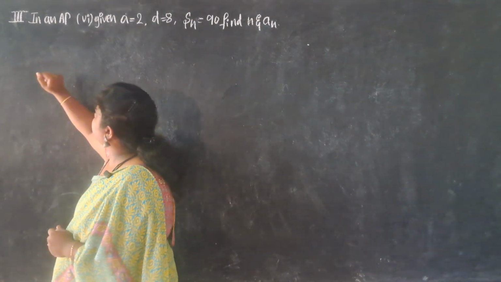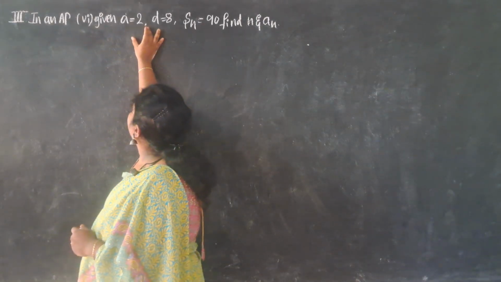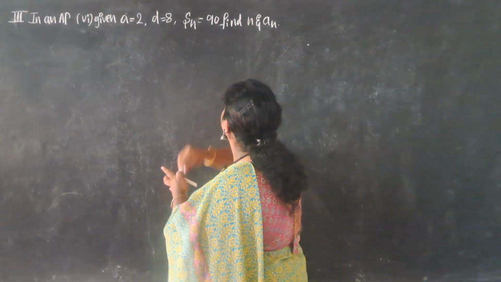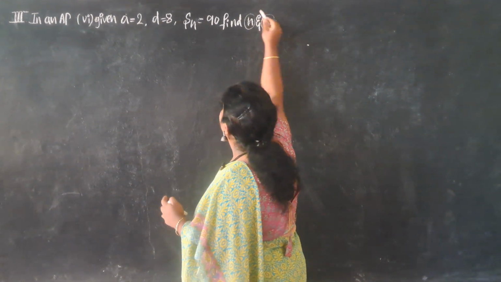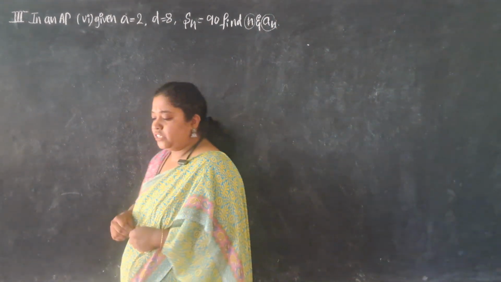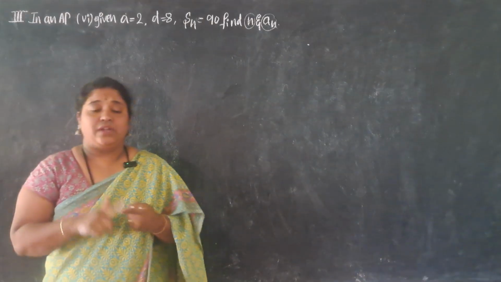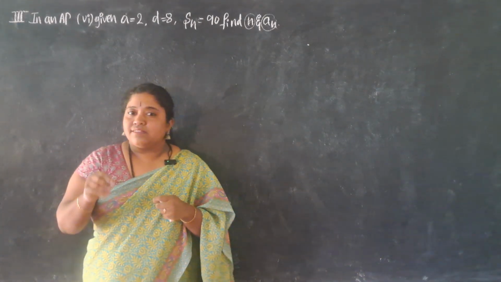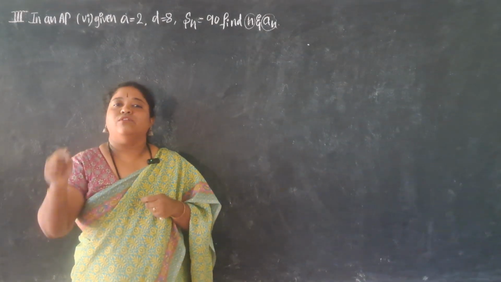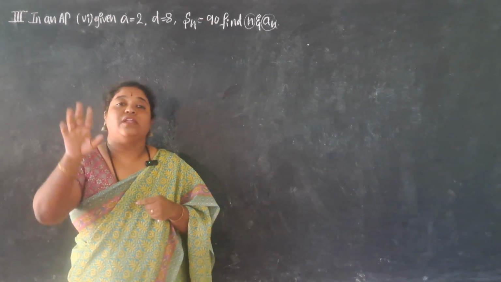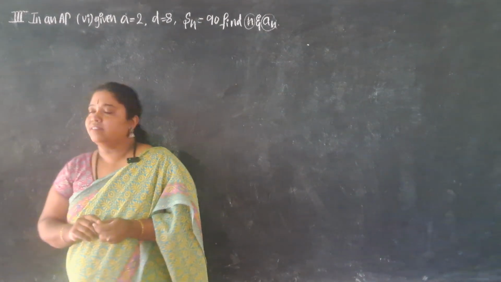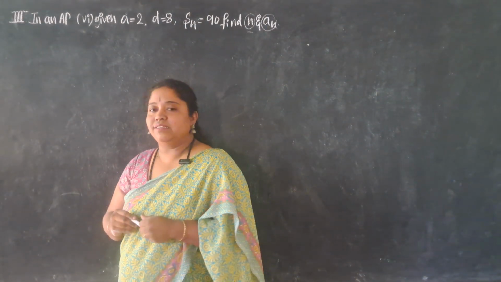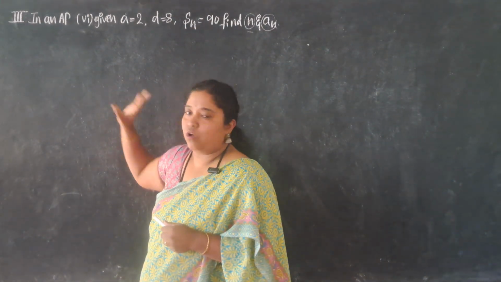The sixth question is: in an AP, given a = 2, d = 8, Sn = 90, find n and an. Dear, whenever in the question you have to calculate the a value, d value, Sn value, an value, that is fine enough. But the case is very important when you are going to calculate the n value. It is a little tricky, dear. To calculate n, the question would not be a simple one. Now look at the board, how I am going to solve it.